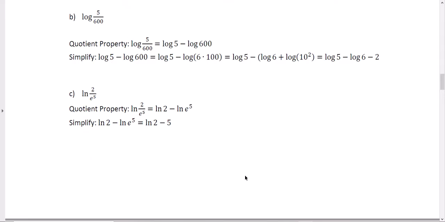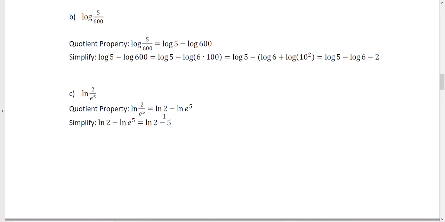All right, part C. The natural log of 2 over e to the 5th. Since it's 2 divided by e to the 5th, we're going to use the quotient property. And the quotient property says the natural log of a quotient is the difference of the natural logs. So the natural log of 2 minus the natural log of e to the 5th. Natural log of the numerator minus natural log of the denominator.